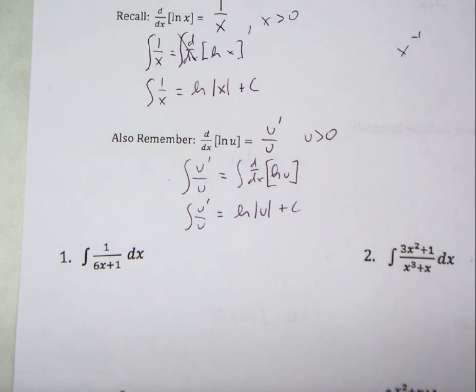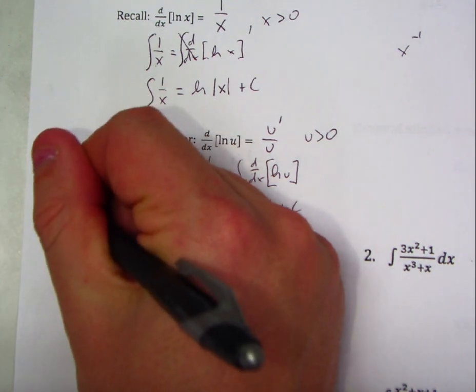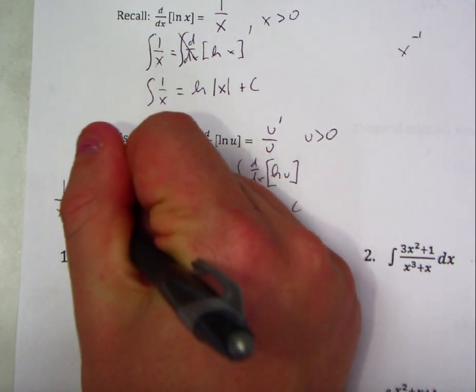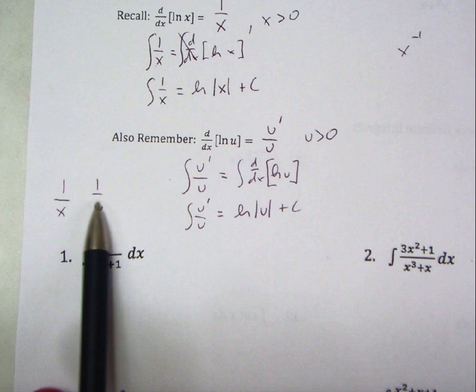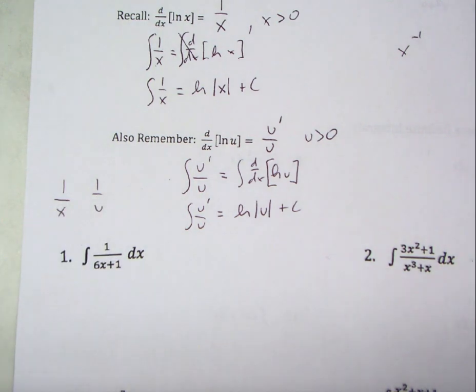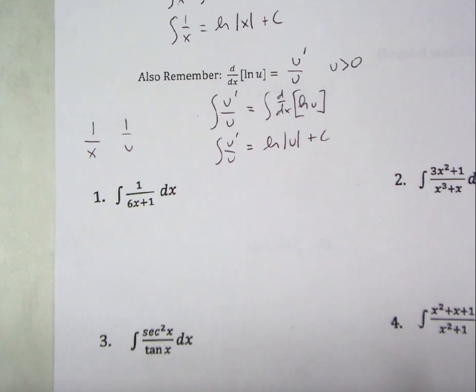To use this rule, we have to get everything to be 1 over x or 1 over u. That's kind of our goal. We have to make our fraction look like this to use natural logs. Okay, so now we are just going to practice, but we do have a lot of u substitution coming up.